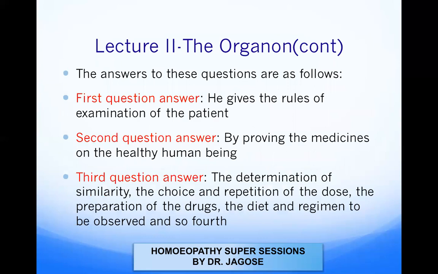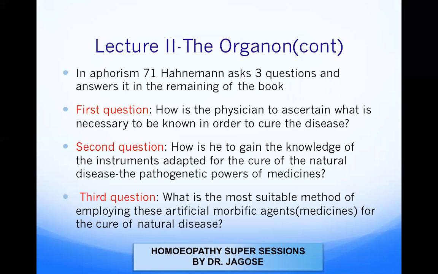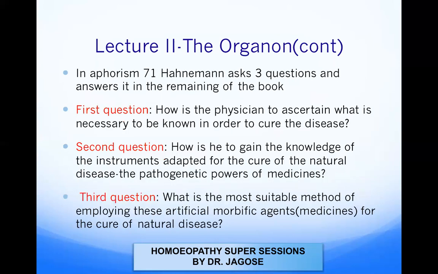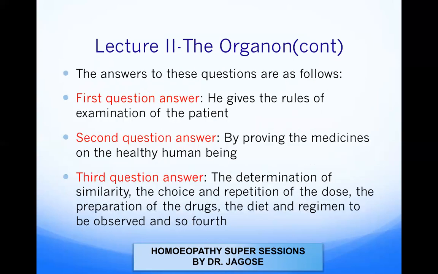The answer to the first question is that he gives the rules for the examination of the patient. That is, how is he to ascertain what is necessary in order to cure the disease? So in order to cure the disease, number one, we have to have a proper examination of the patient. So the rules of examining the patient are given. Then the second question, how to gain the knowledge of the instruments adapted to cure the natural disease, that is the pathogenetic powers of the medicine. The pathogenetic powers of the medicine can be known by proving the medicines on the healthy human being. That is the process of drug proving.